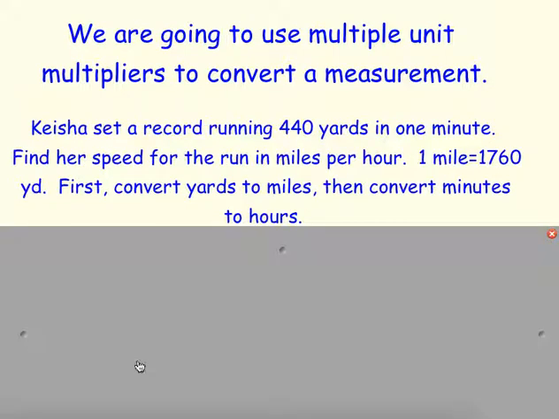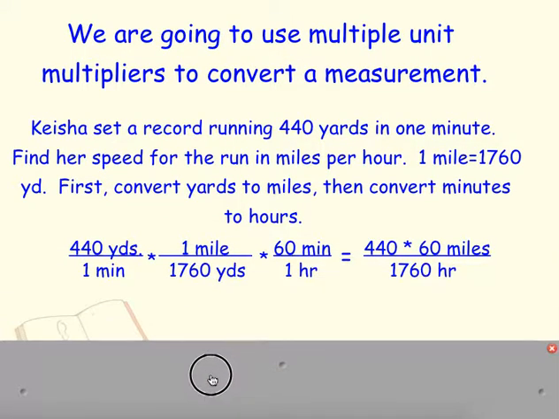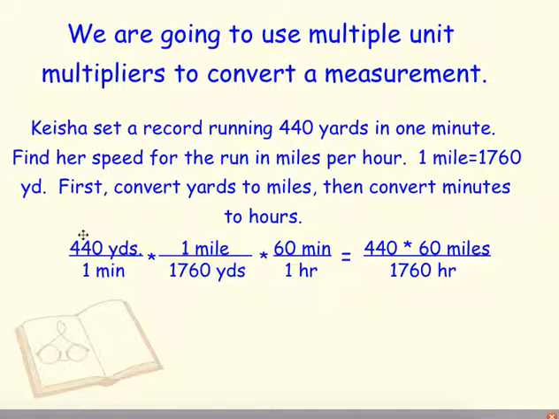All right, Keisha set a record running 440 yards in 1 minute. Find her speed in miles per hour. So 1 mile is 1760 yards, and we need a couple unit multipliers to do this one. When we do this, I'll just walk through this very quickly. I'm going to change the yards to miles by doing 1 mile over 1760 yards, so the yards go away.